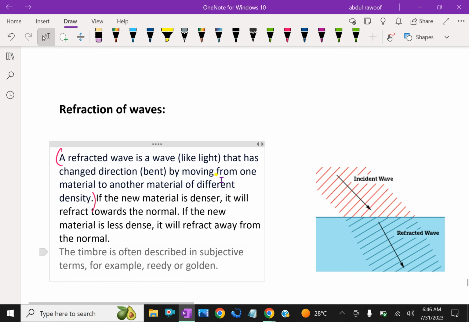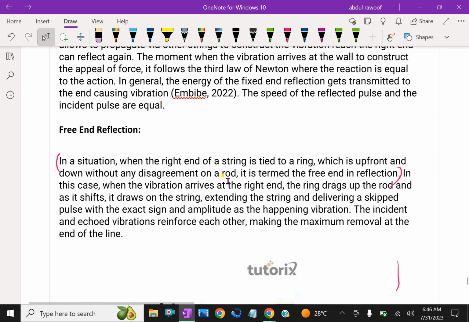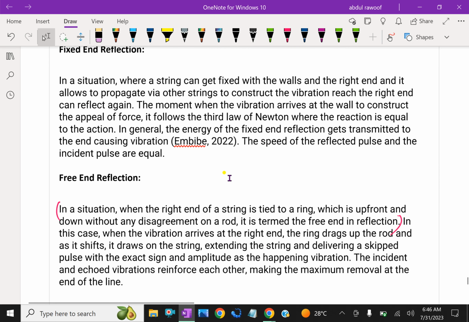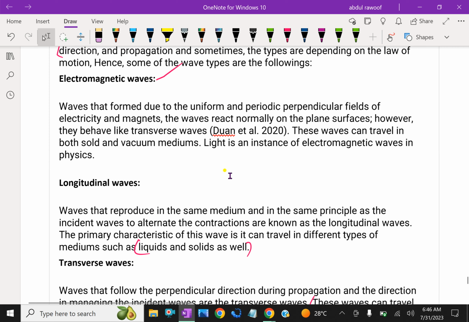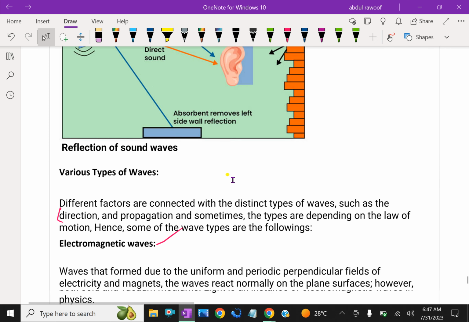So far we discussed reflection and refraction of waves, superposition, and different types of waves shortly.